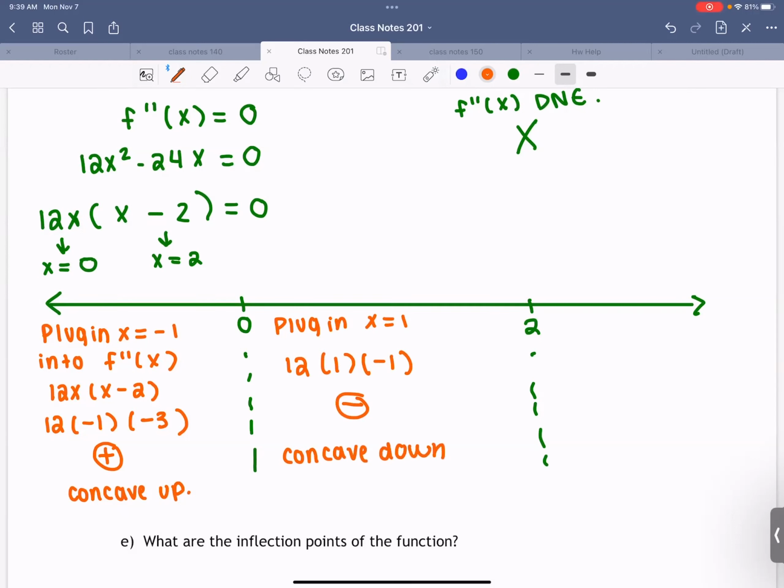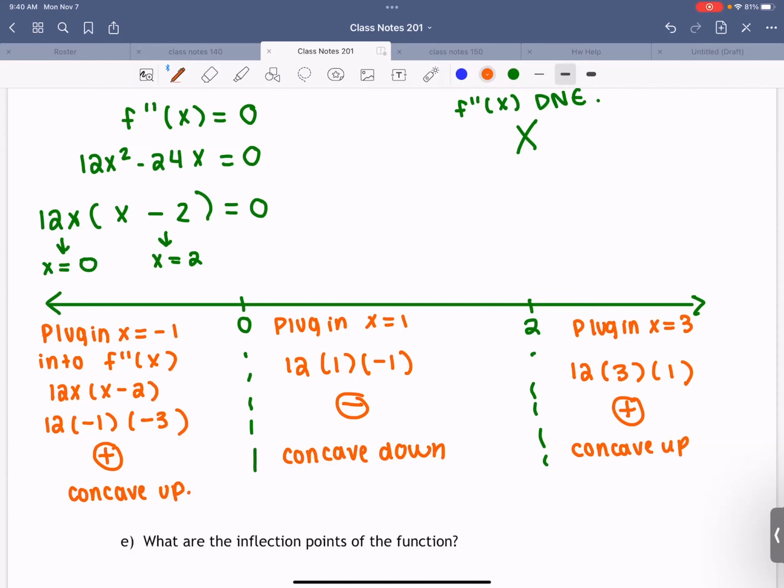And then plugging in x equals 2. Oh, sorry, not x equals 2. What's a number greater than 2? 3, right? 12 times 3 times 3 minus 2, which is 1. Looks like we got positive, so we're concave up.